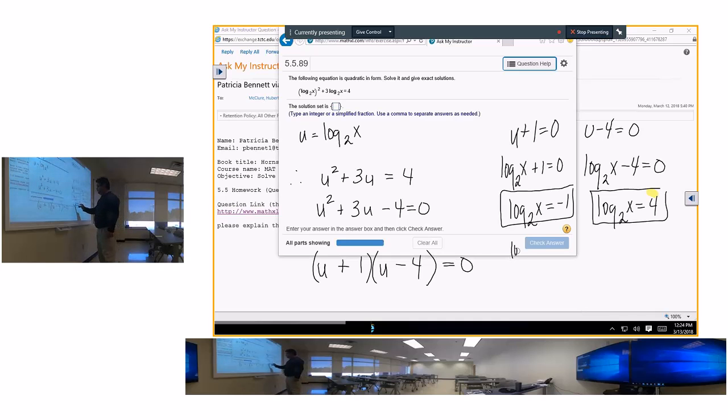Log base a of x is equal to y. A to the y is equal to x. So I can rewrite this as 2 to the negative 1 is equal to x. And here, I can rewrite it as 2 to the what? 2 to the 4th is equal to x. And 2 to the 4th is going to be 16.